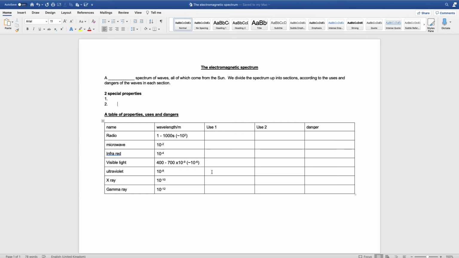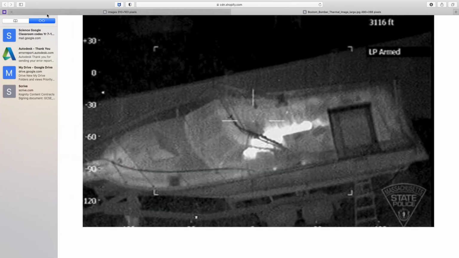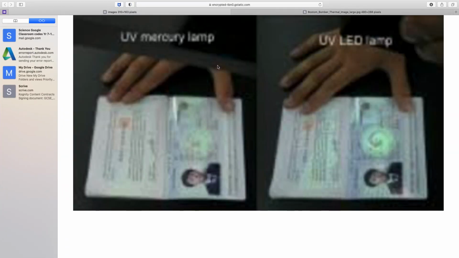Ultraviolet, well, I didn't show you one of my pictures that I had for you, so let me show you that. Ultraviolet is used for forgery detection. So here we have a passport underneath an ultraviolet lamp. Mercury, if you pass a current through it, mercury vapor gives off ultraviolet, and you can also have ultraviolet LEDs. And what you're expecting to see is when the UV hits the passport, it fluoresces, it gives off light. If it doesn't, it's a fake.